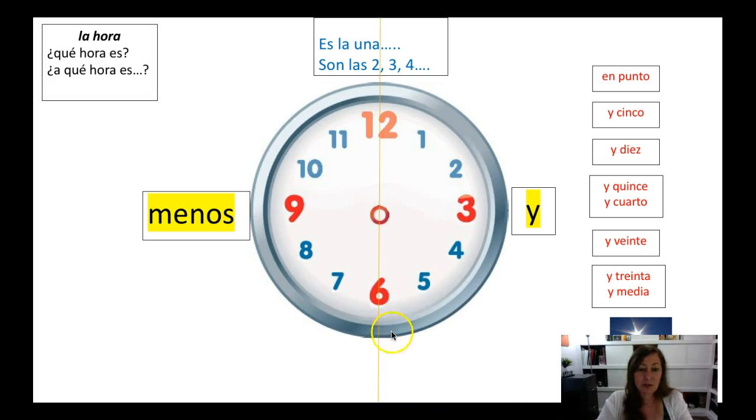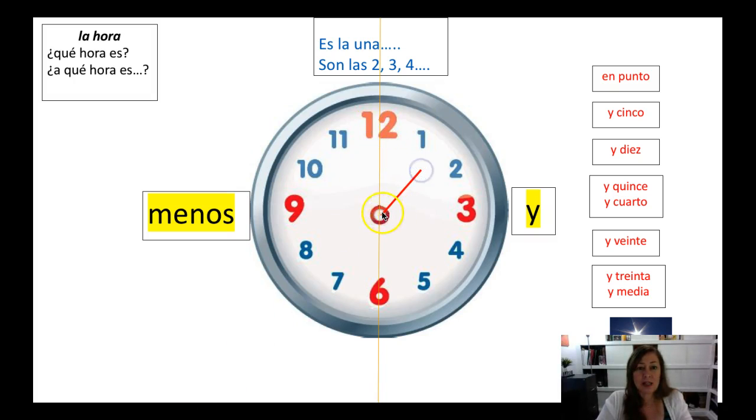And then this one here would be y 30. Now think, if it's 10:30, you could say it's 10:30, but you could also say it's 10:30. So this word here, y media, is 10:30. It doesn't matter, y 30 o y media. Let's practice a little bit with this side of the clock.